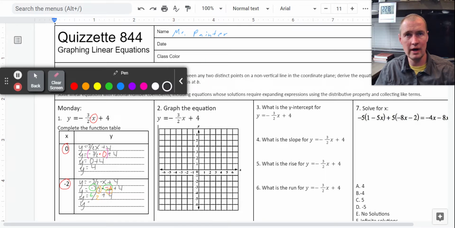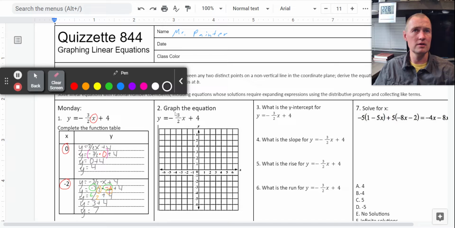Next up, we got y equals 6 over 2 is equal to 3. Literally, 6 divided by 2 is 3. Do not forget the 4. And y equals 3 plus 4 is 7. And there we go. That concludes Monday, number 1.